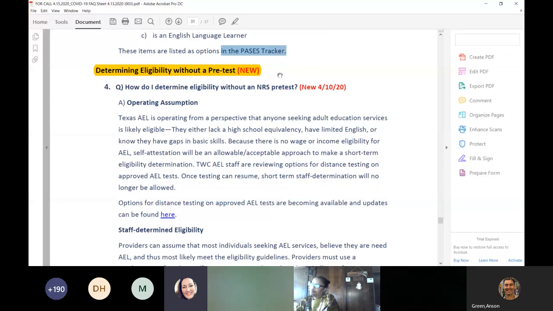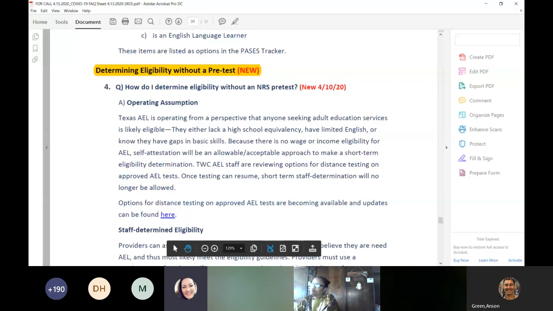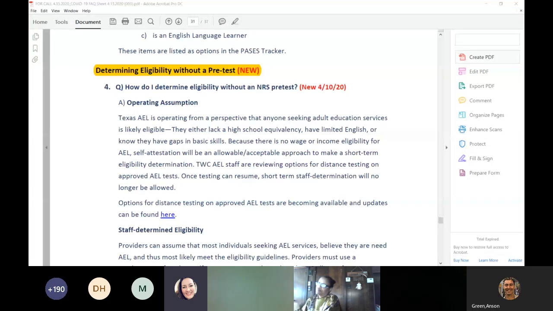There is a column on that tracker, and we'll probably pull this up a little bit later, that's going to basically ask the staff to determine what bucket of eligibility that these individuals fall in based off of the information that you are gathering through the intake process.